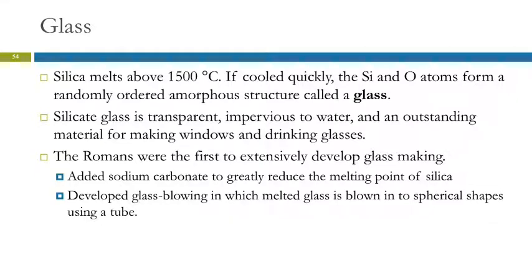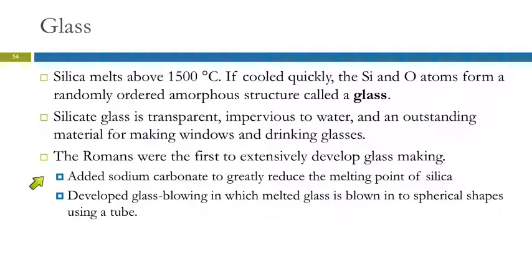Glass is another one of these network covalent solids. If you take silica and melt it and then cool it quickly, it will form an amorphous structure that we call glass. And there are different types of glass depending on what exactly is in them. Silicate glass is great for windows and drinking glasses, but it takes a really high temperature to form.